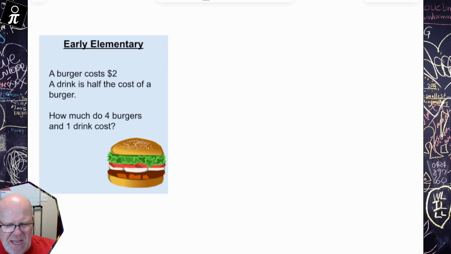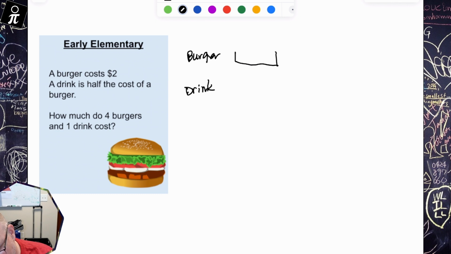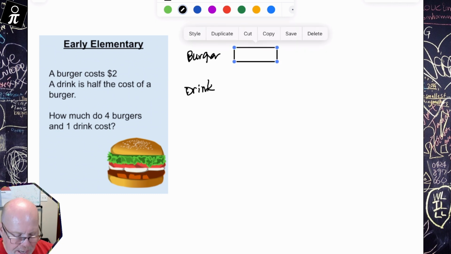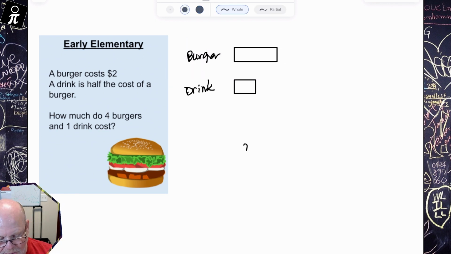All right, so I'm going to make a 2 tape model here. We're going to call this a burger, and then a drink right here. Now, it says a burger costs $2. What does that look like? I don't know. Let's just say this is what a $2 burger looks like. Now it says a drink costs half as much as the burger. So I need to make that drink about half as much as the burger. So now you see it right there. We've got a burger and the drink, which costs half as much.